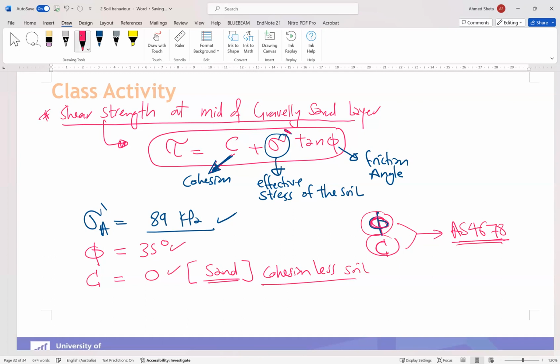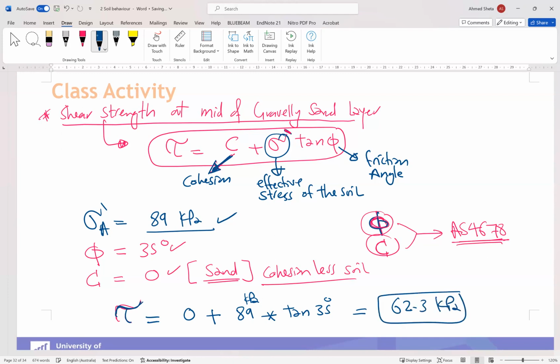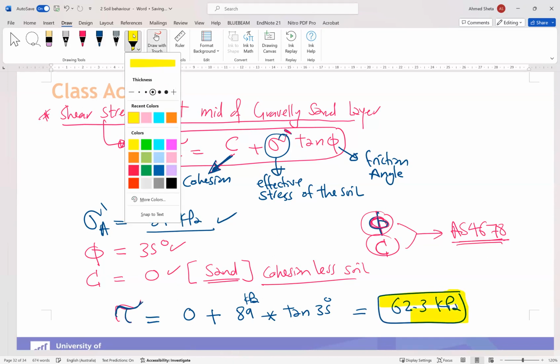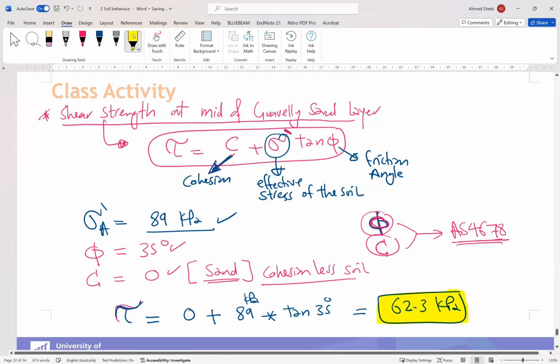So using these three values, tau will be c, which is 0, plus effective stress 89 kPa times tan phi, which is 35 degrees. This will give us the value of shear stress as 62.3 kPa. So the final shear strength is this value, 62.3 kPa.